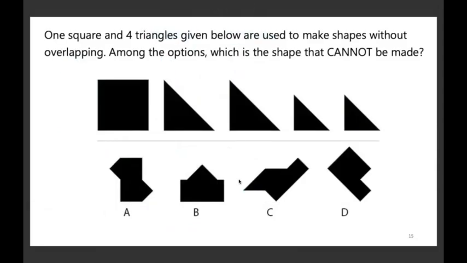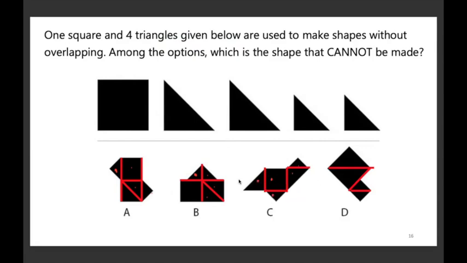One square and 4 triangles are given below, are used to make shapes without overlapping. Among the options, which is the shape that cannot be made? Okay. So this is how the breakup of the shapes happens in the option. A may we find all 5 of them: square, 2 big triangles and 2 small triangles, medium-sized triangles. B may square, 2 big triangles and medium-sized triangle. C also same, 2 big triangles, square and medium-sized triangle.